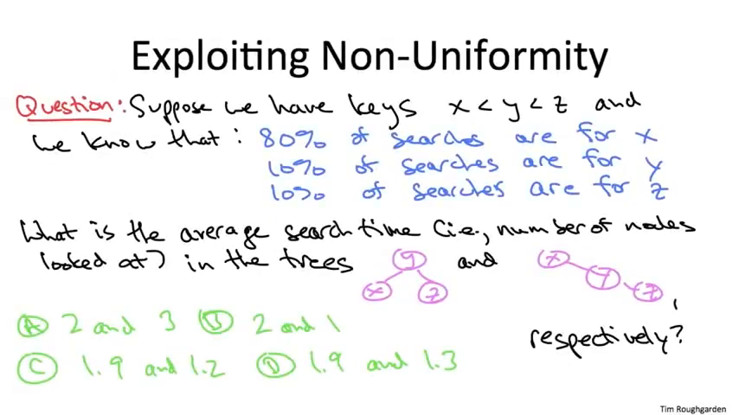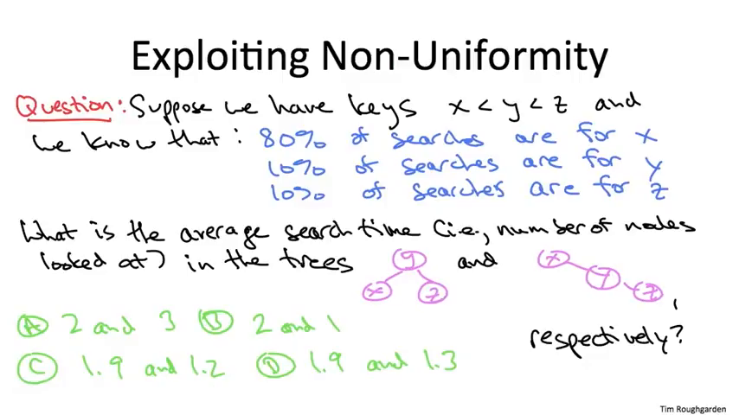So let me make this question more concrete just by asking you to compare 2 candidate solutions. On the one hand, the balanced tree, which has y at the root and x and z as children. On the other hand, the chain, which has x as a root, y as its right child, and then z is the right child of y. So what is the average search time in each of these 2 search trees with respect to the search frequencies I told you? 80% for x, 10% for y, and 10% for z.